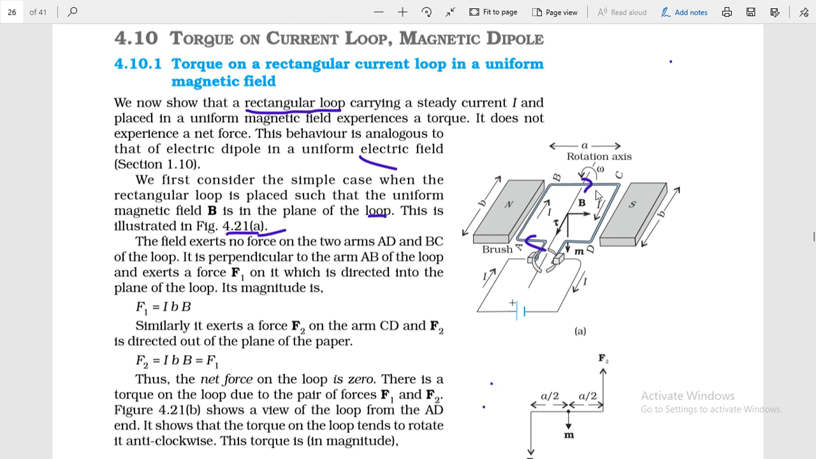In both the cases the angles are either 0 degree or 180 degree, and the value of sine 0 or sine 180 is 0. Sine 0 is also 0, and sine 180 degree is also 0. So in both the cases angles are either 0 or 180 degree, and since force on any one of the arms is given by F is equal to I L B sine theta, you know that F is equal to I into L into B.